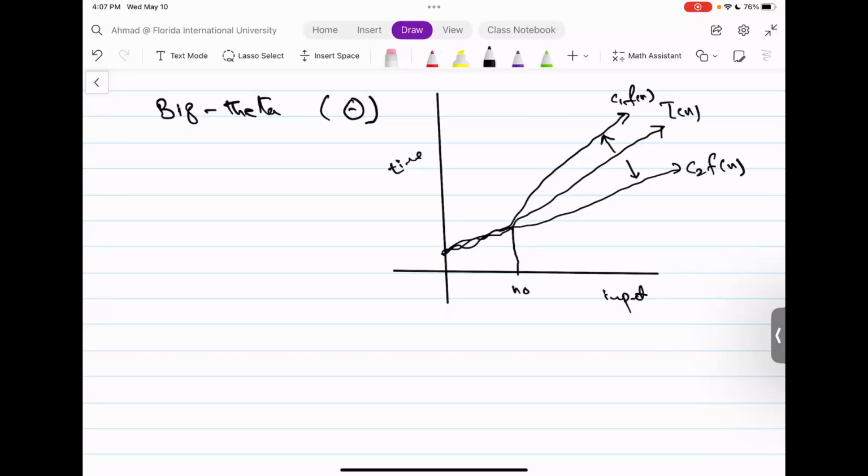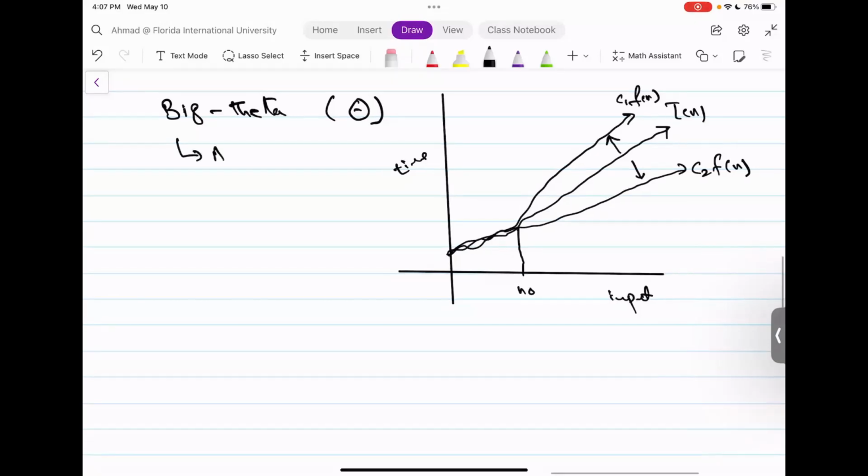So what does this mean? No matter whatever the input is, my function will have the maximum time, which is c1 f(n), and the minimum time, which is c2 f(n). If that is the case, I will say this is the average case, or the average time taken for this algorithm to solve this problem, right? This is also referred to as the average case, or we can call it the tight bound.